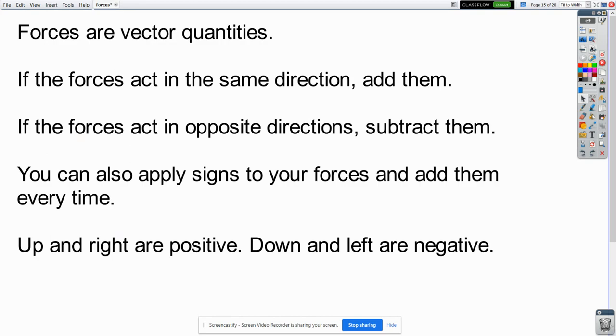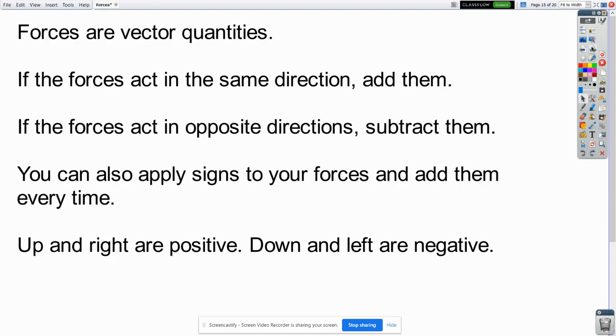Now, forces are vector quantities. Again, we just did free body diagrams and we drew arrows all around them. In physics, arrows are vectors. Forces are vector quantities. They have magnitude and direction. If the forces act in the same direction, you add them up. If they're opposite directions, you subtract them.